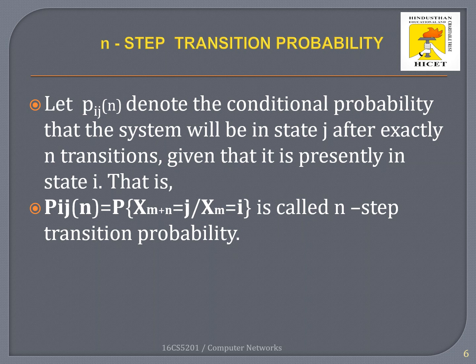N-step transition probability. Let Pij of n denote the conditional probability that the system will be in state j after exactly n transitions or n steps, given that the present state of the process is i. That is, Pij of n equal to the probability of Xm plus n equal to j given that Xm equal to i, is called the n-step transition probability.